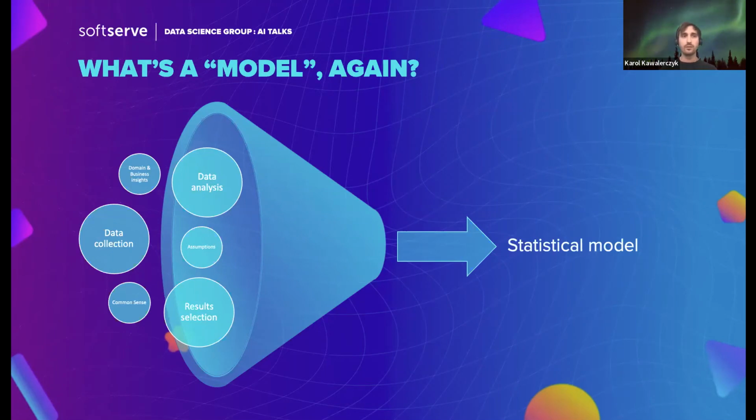So it doesn't only include the mathematical equation, it doesn't only include the mathematical distribution, like the statistical distribution of some real world phenomena. It also includes the data analysis process, all of the assumptions that we make on the way. It involves the way we collect the data. It involves business context, and it involves our common sense. And every assumption, every single, even small assumption that we make on the way, if we pack that into a single funnel, we get a statistical model.